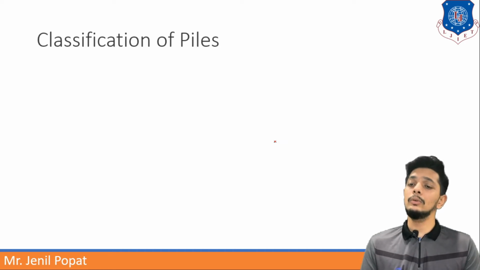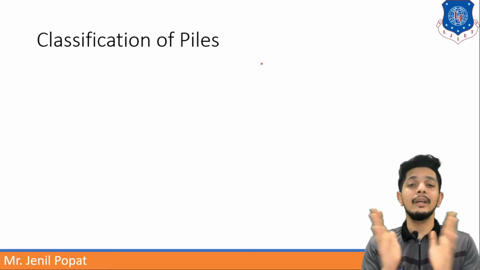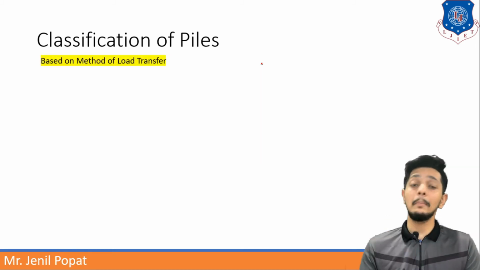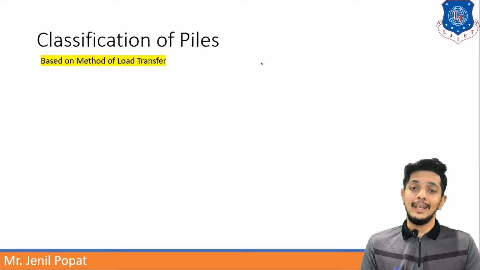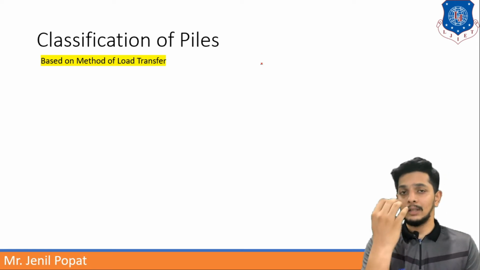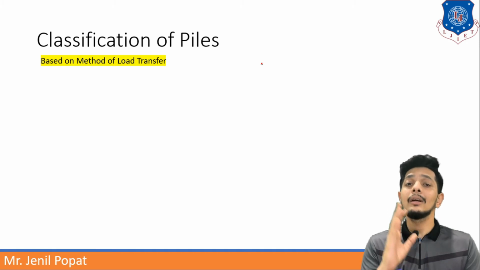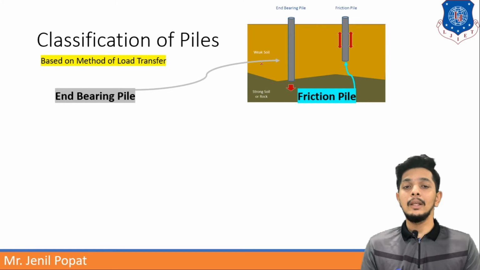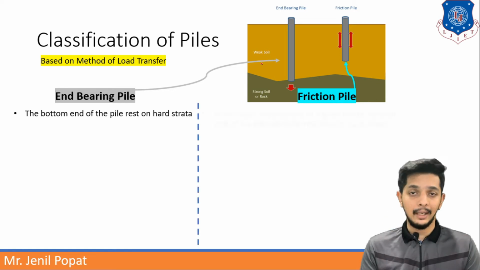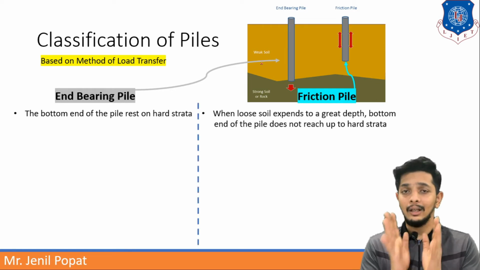Moving further to classification of piles. Piles are classified in various ways. Let us begin with the first way, based on method of load transfer. How the piles are transferring the load will classify the piles: end bearing piles and friction piles. These are the basic two types based on load transfer mechanism. So let us begin understanding that.